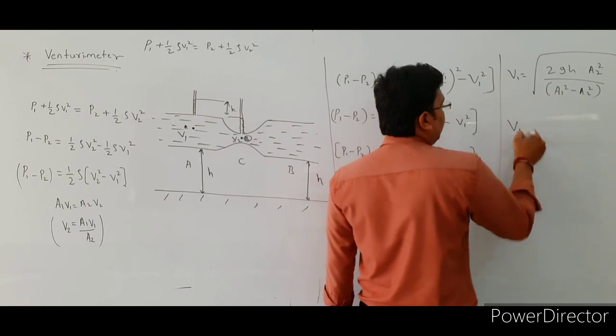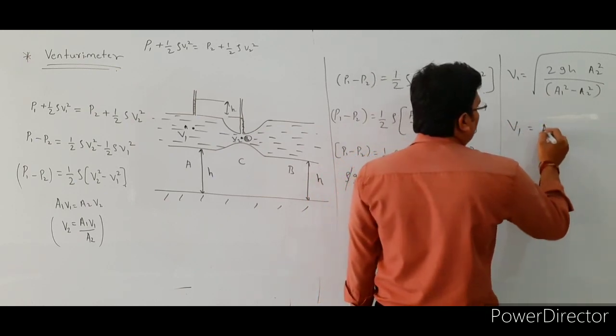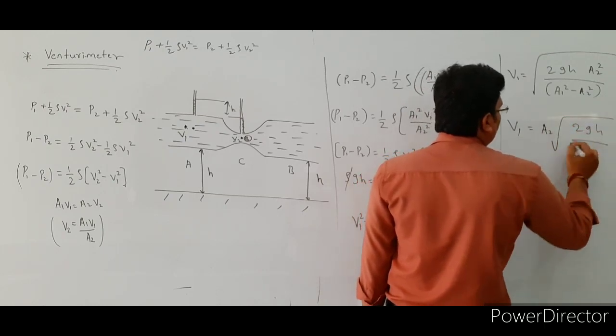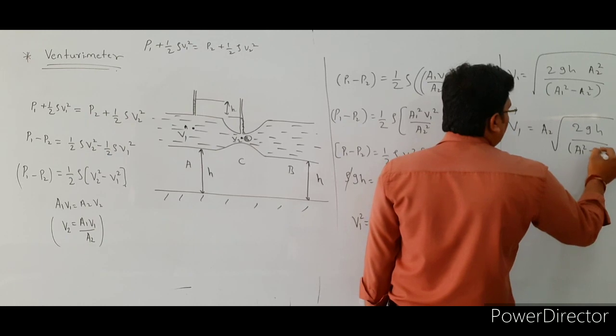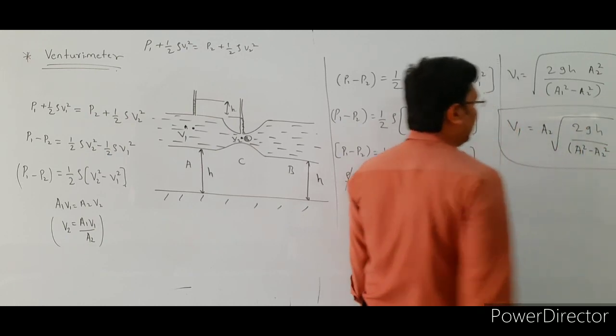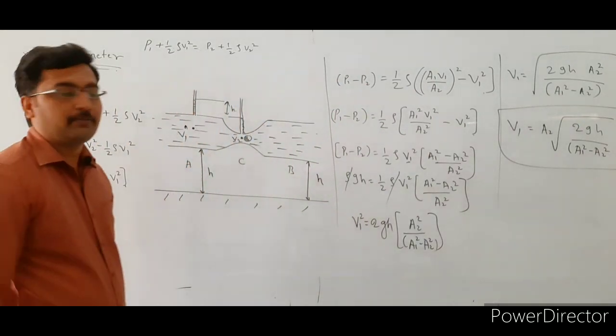So then the speed of the liquid at point A, that is V1, is equal to A2 under root of 2GH divided by A1 square minus A2 square, right? So this is the speed of a liquid at point A.